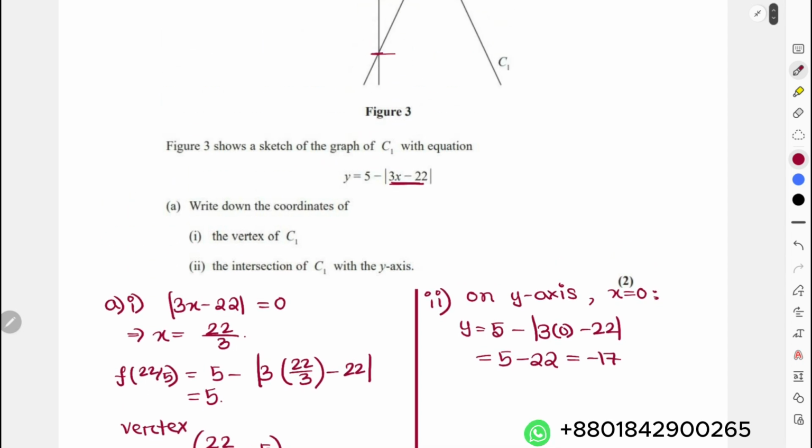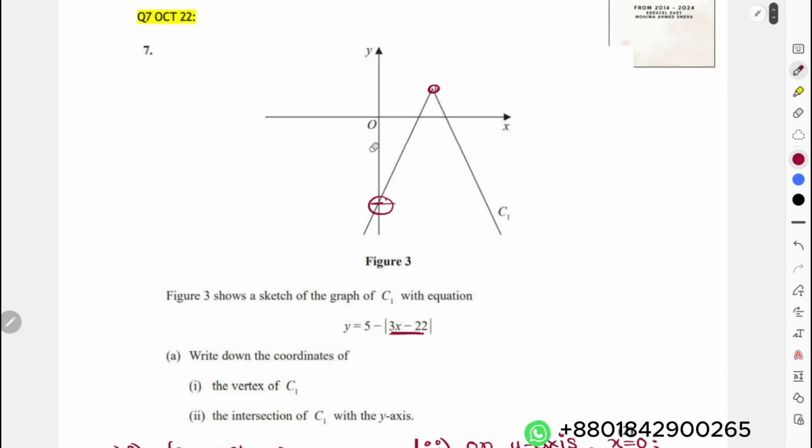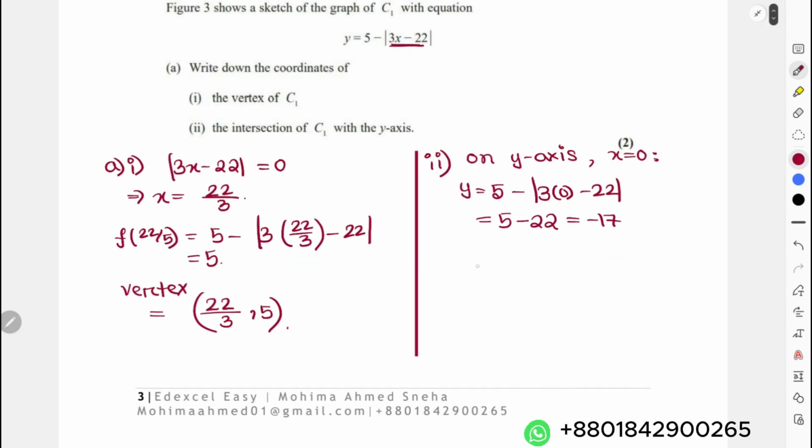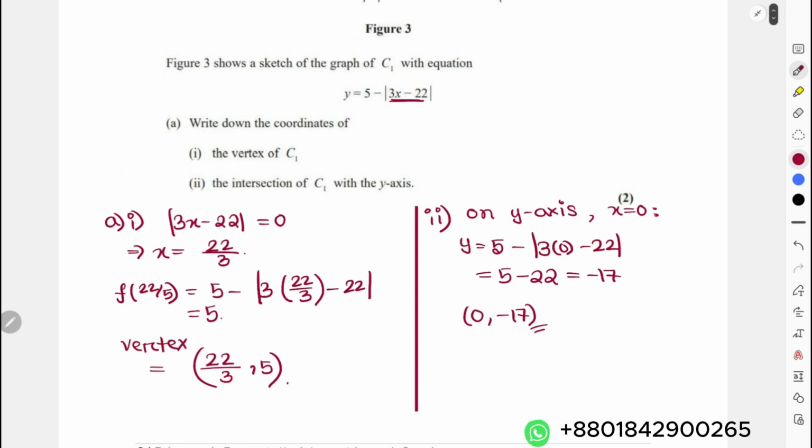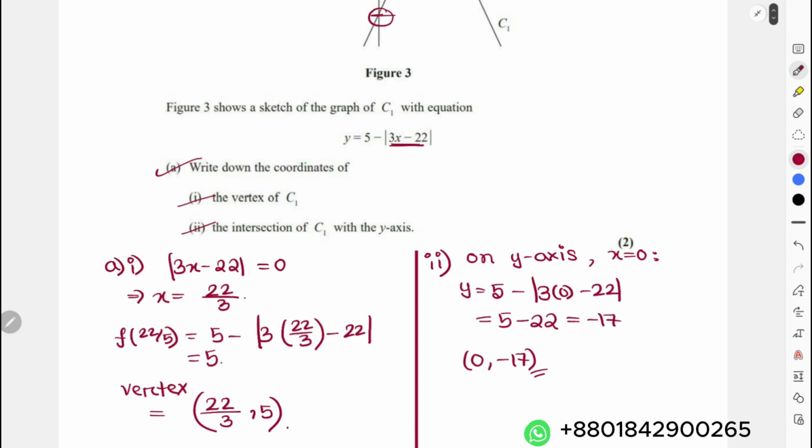And this is also true because you can see that this point is actually on the negative y-axis, so it was supposed to have a negative value. So you get the y coordinate as minus 17, right? So this is your part 1 and part 2. We are done with part A.